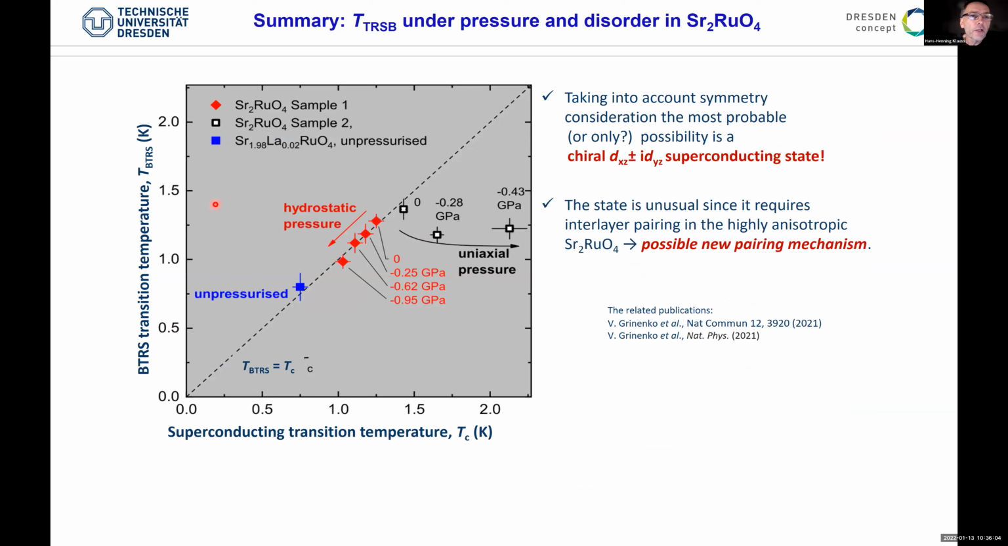And then we look at this diagram here. You now see the time reversal symmetry breaking transition temperatures on the vertical scale and, on the horizontal scale, the superconducting transition temperatures, and all these new data. So the normal ambient condition sample is here.